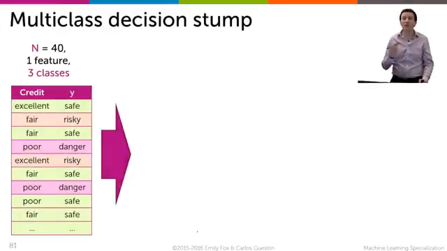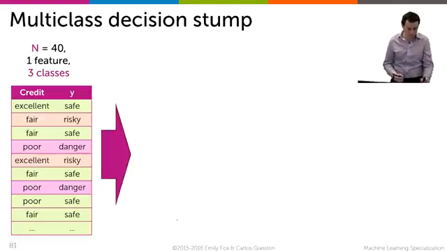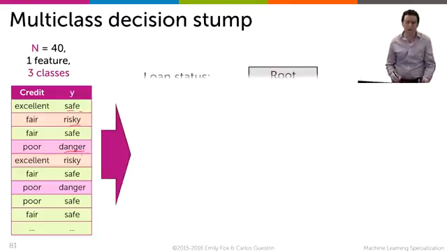Let's see an example of three-class classification here. And we'll see a decision stump, but the same thing applies to a bigger decision tree. So as input, we're given a data set. For example, we might have only one feature, credit, and the credit can have those three values: excellent, fair, and poor. And then the output here can be safe, risky, or danger.